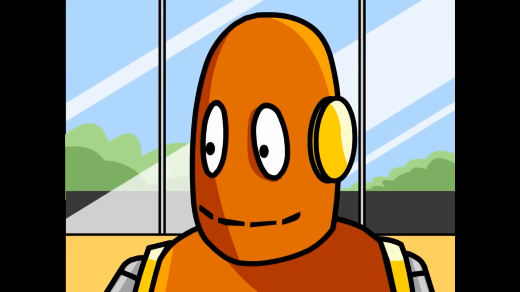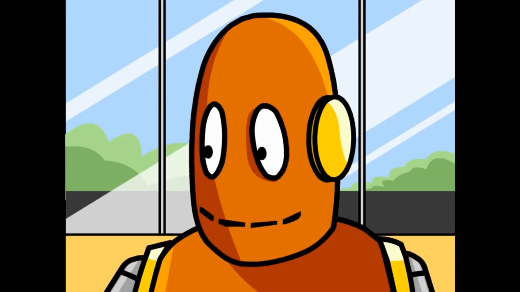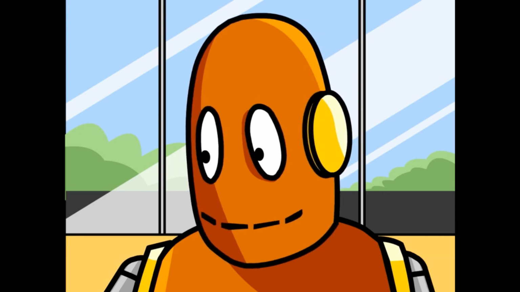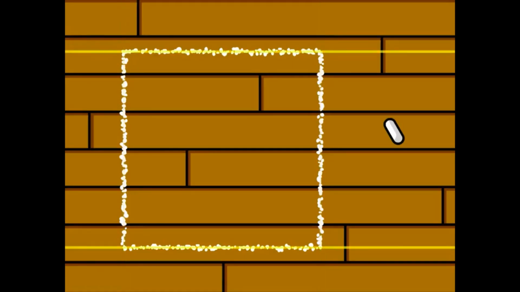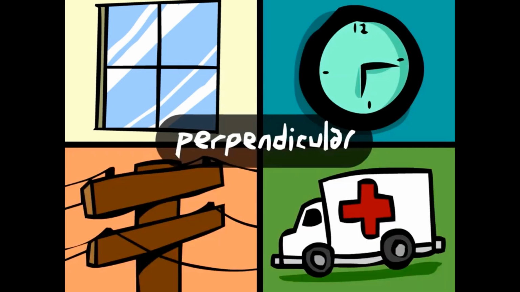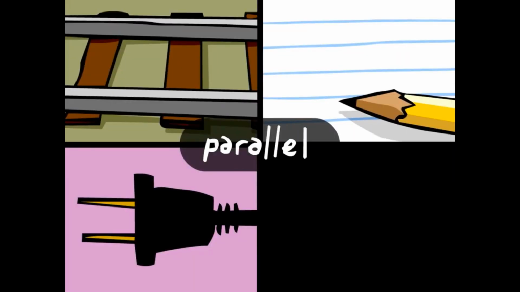Yeah, that mysterious square you drew has examples of both parallel and perpendicular lines. The opposite sides are parallel, and the adjacent sides are perpendicular. You can find examples of perpendicular lines all over the place. The same goes for parallel lines.